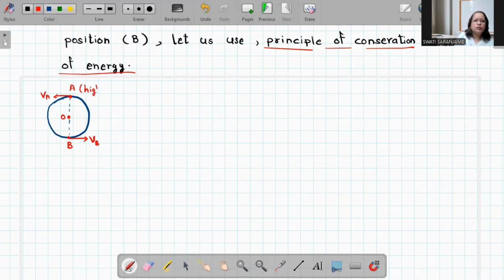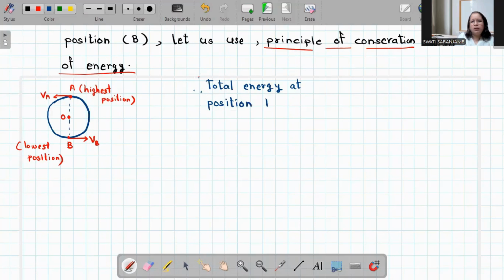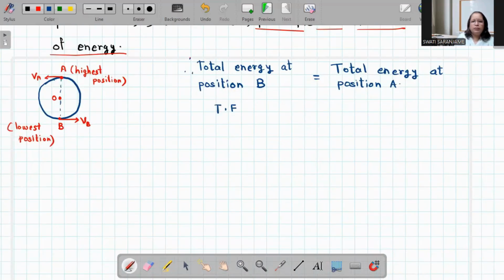Now, as this is the highest position and this one is the lowest position, according to the principle of conservation of energy, the total energy at position B is equal to the total energy at position A. So in short form, we can just write it like TE at B is equal to TE at A.